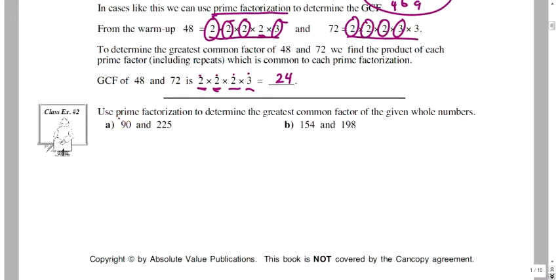Okay, use prime factorization. 90. Let's go 9 times 10. Okay? You keep going until they're prime numbers. That's 3 times 3, I'm done. That's 5 times 2, I'm done.